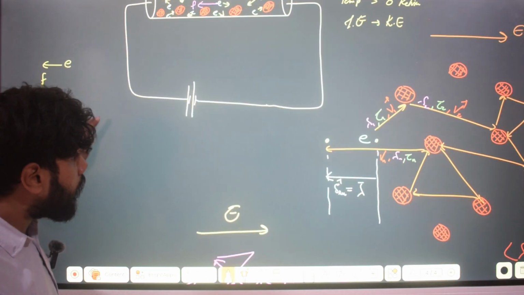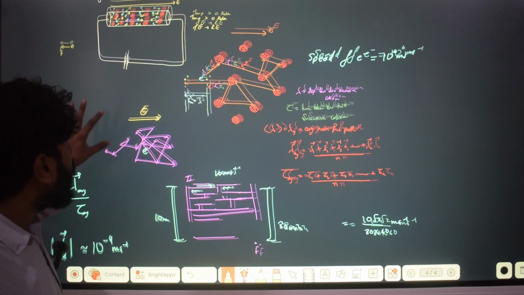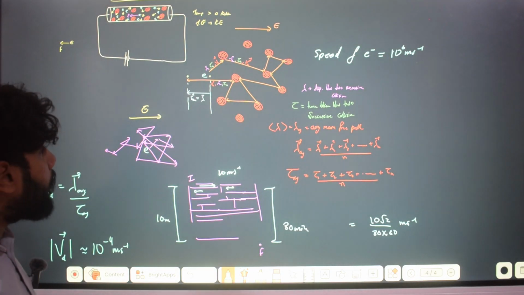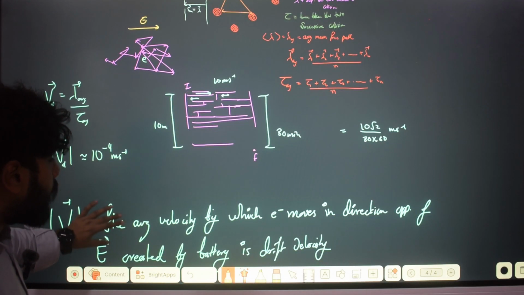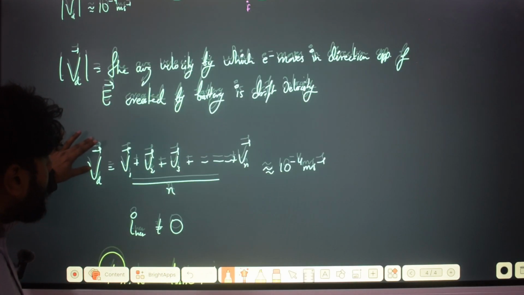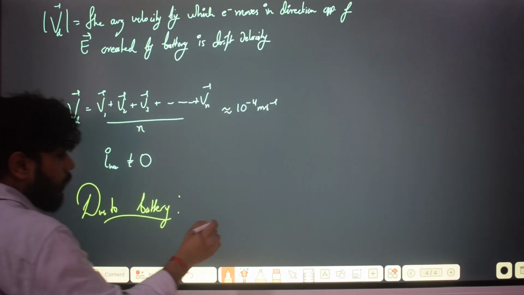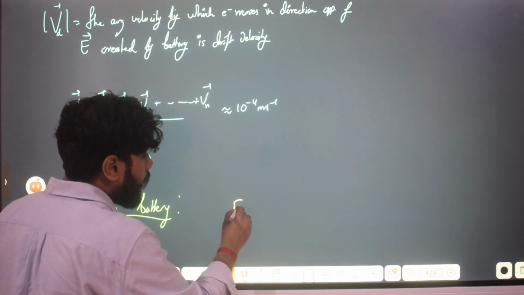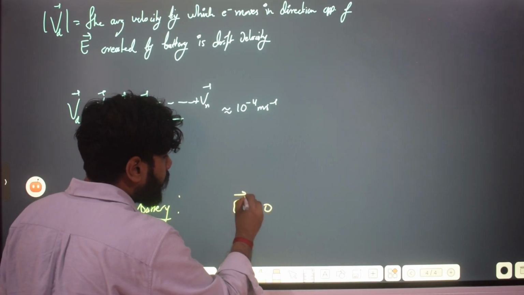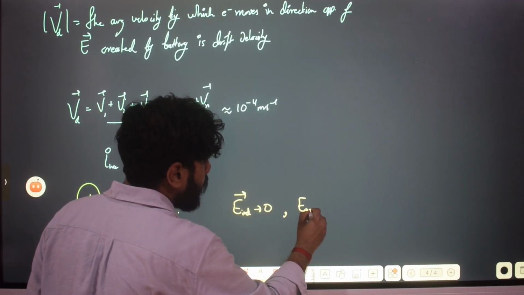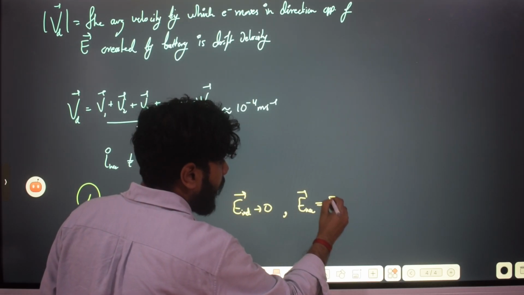This is the special thing happening here in contrast to the previous two cases. You can take a picture, you can write all this down, and then this definition also. So due to the battery, E induced is nearly 0, and because E induced is nearly 0, E net is just the electric field created by the battery.